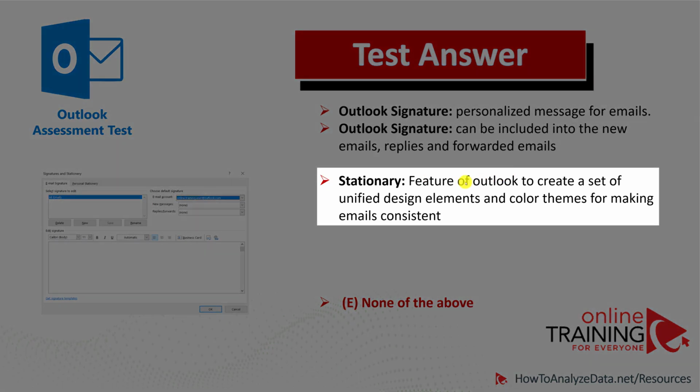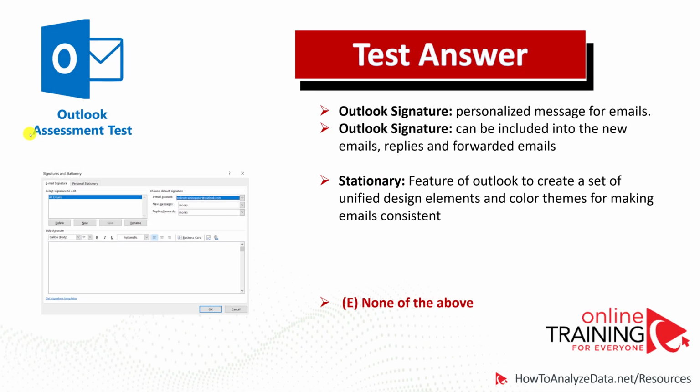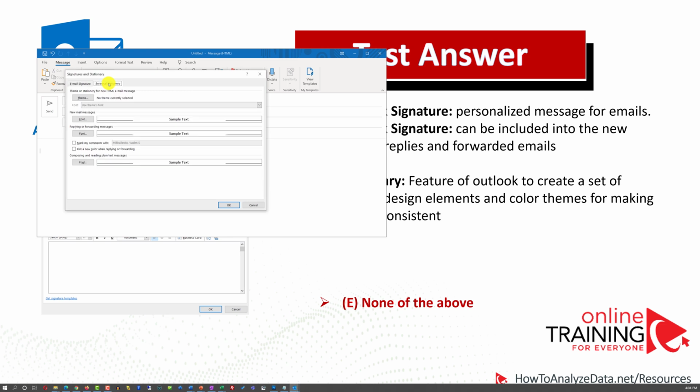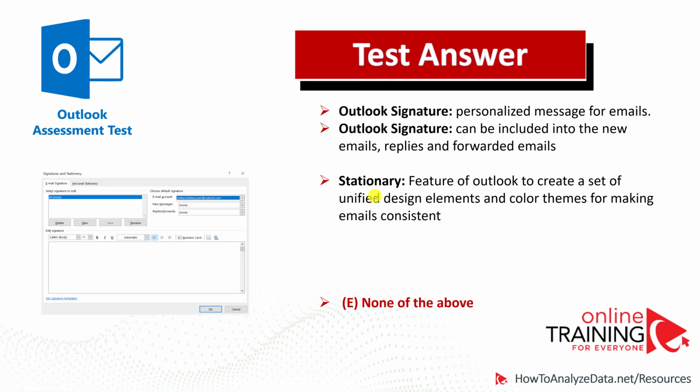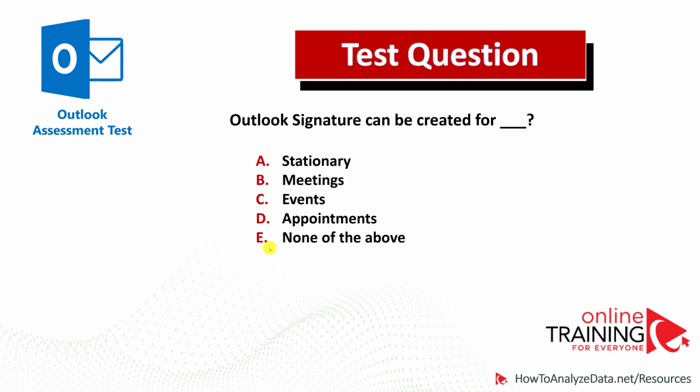Stationery is the feature of Outlook to create a set of unified design elements for the emails. You can access personal stationery when you click on the tab in the same Signatures and Stationery dialog box. Signatures cannot be created for stationeries. So the correct choice here is choice E, none of the above.